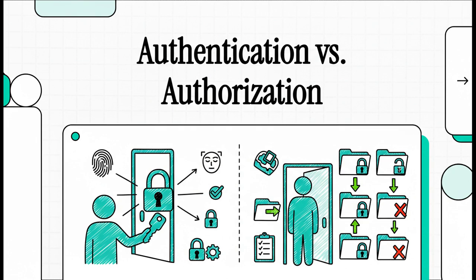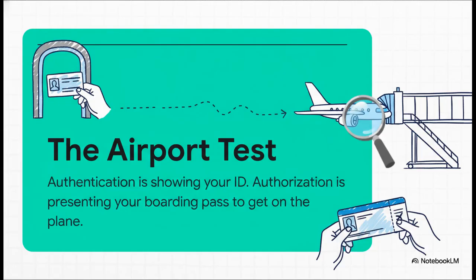Now, they sound kind of similar, but figuring out the difference is absolutely key to understanding how our entire digital world stays secure. So, let's break it down. Probably the best way to get this is with the airport test. It's a perfect analogy. So think about it. When you go through security, you pull out your ID, right? That's authentication. You're just proving who you are.